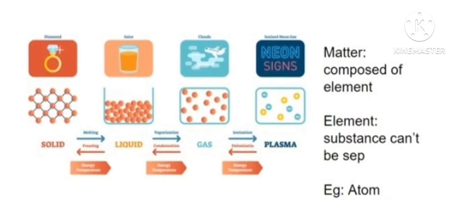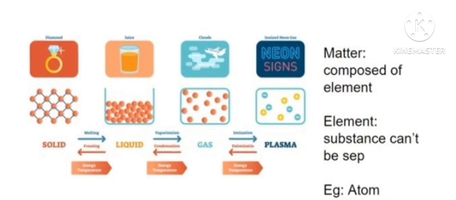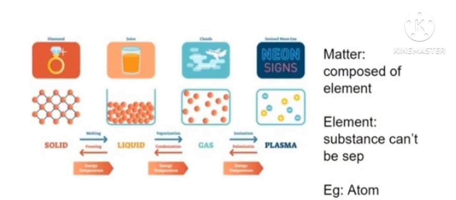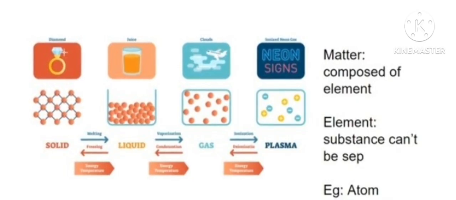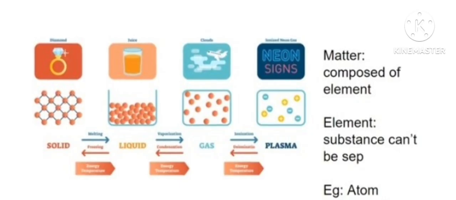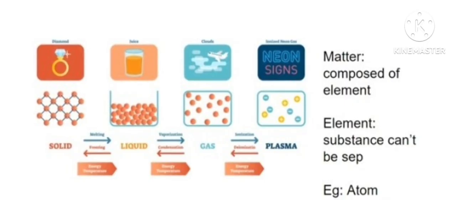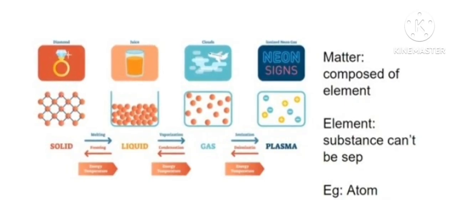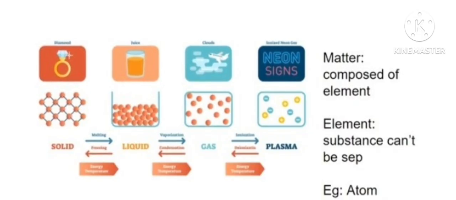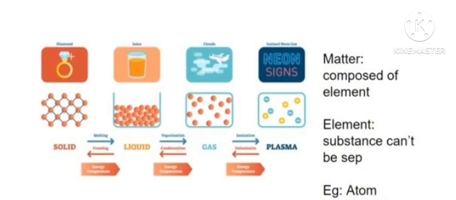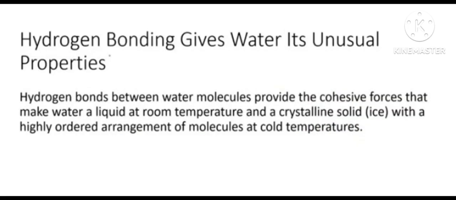So matter is composed of elements. Elements are made of atoms, for example hydrogen, oxygen, Na, Ca. These small units are elements, substances that cannot be separated further. So all changes need energy and temperature. Solid, melting, freezing, and liquid, evaporation, and gas, ionization, and plasma, and this is also a component of the four states of matter.